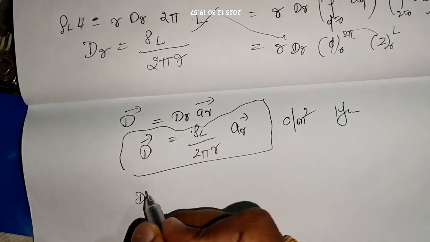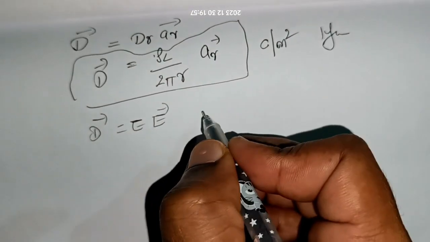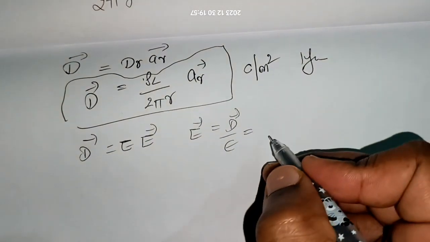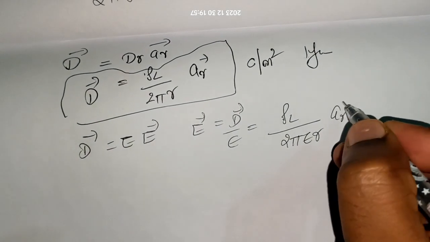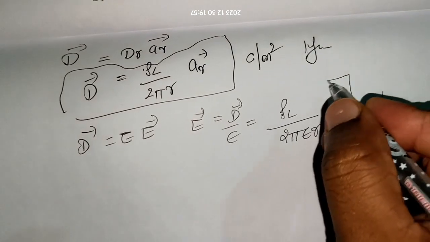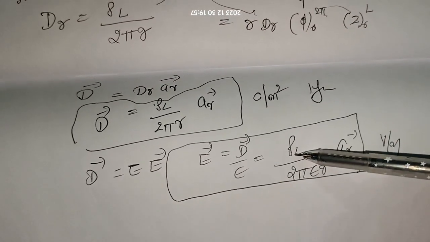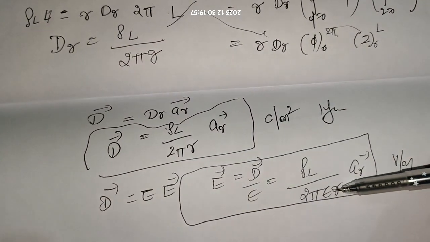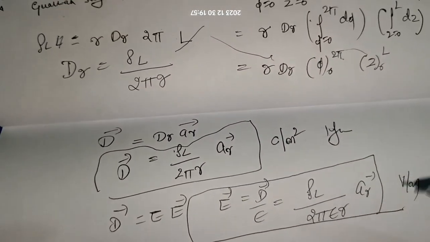So we should find what is E. We know the relationship between D and E: D equals epsilon into E. So if you want E, you can write D divided by epsilon. So here E is rho L divided by 2 pi epsilon R, and aR, the unit is volt per meter. So this is E. Okay, so this is the equation. Rho L stands for the line charge density. Here in the equation, R stands for the radius of the cylinder, and this aR stands for the direction. Okay, so this is how we can do the derivation.